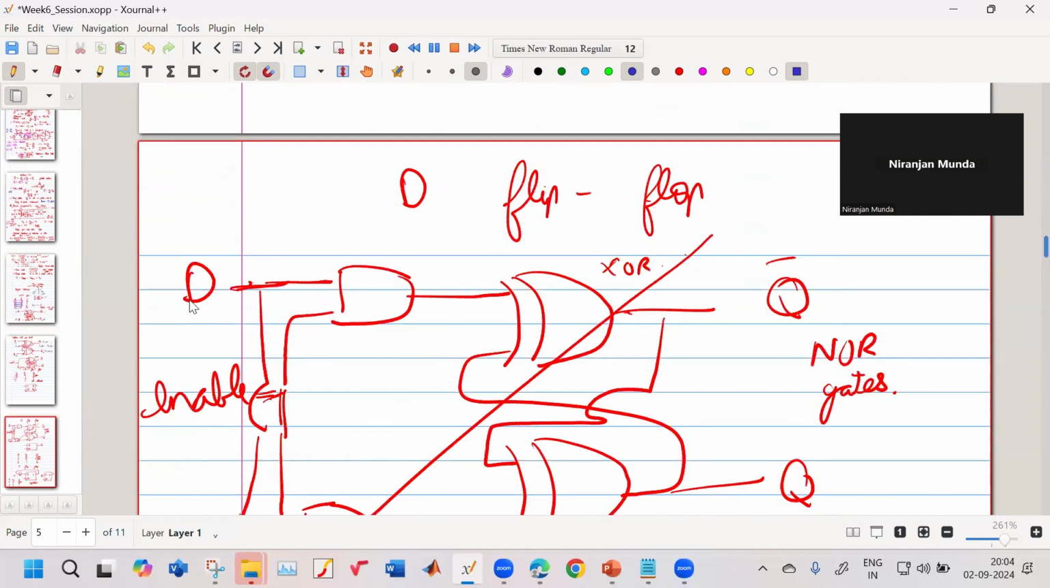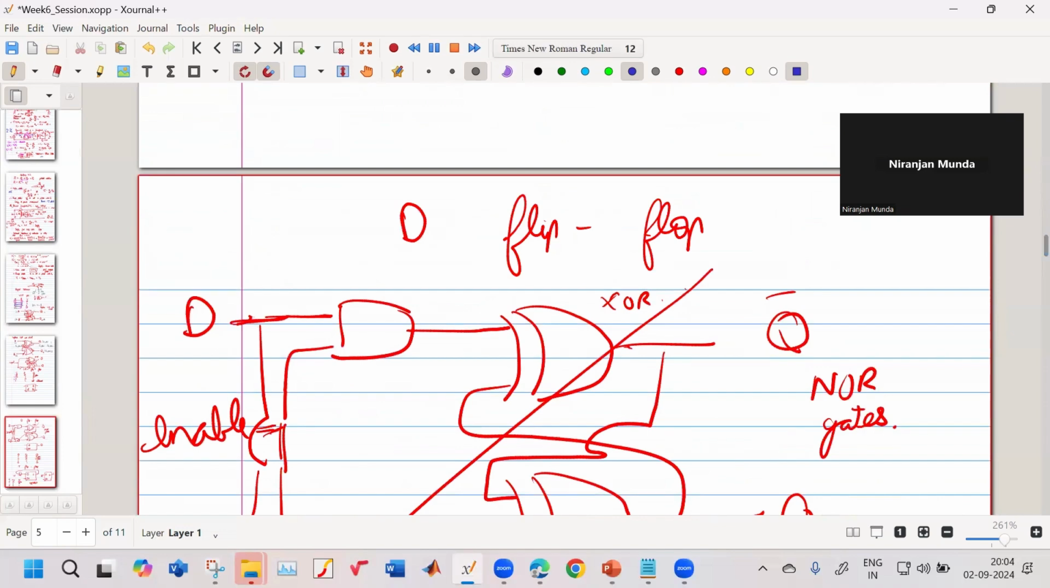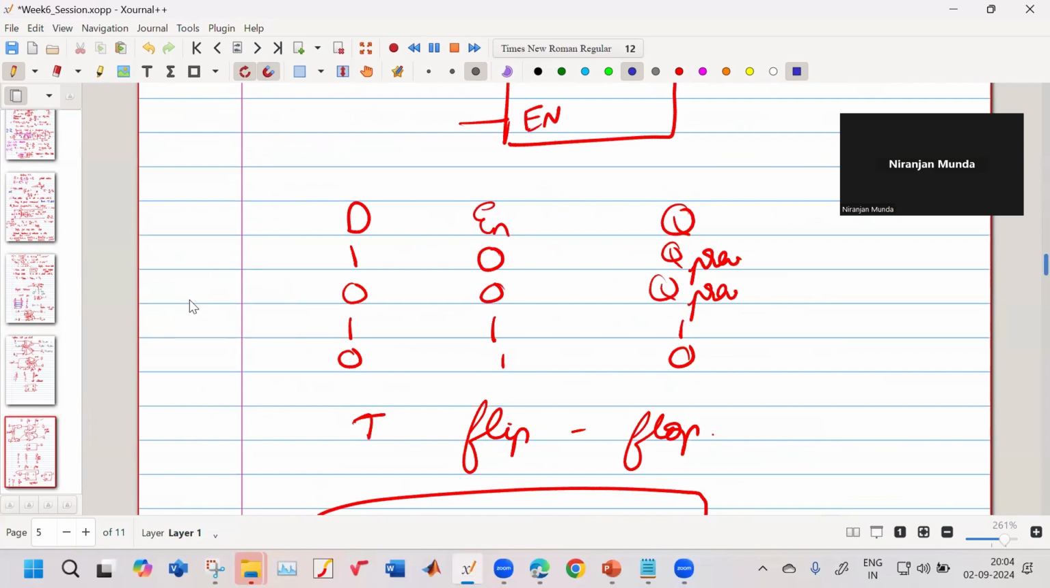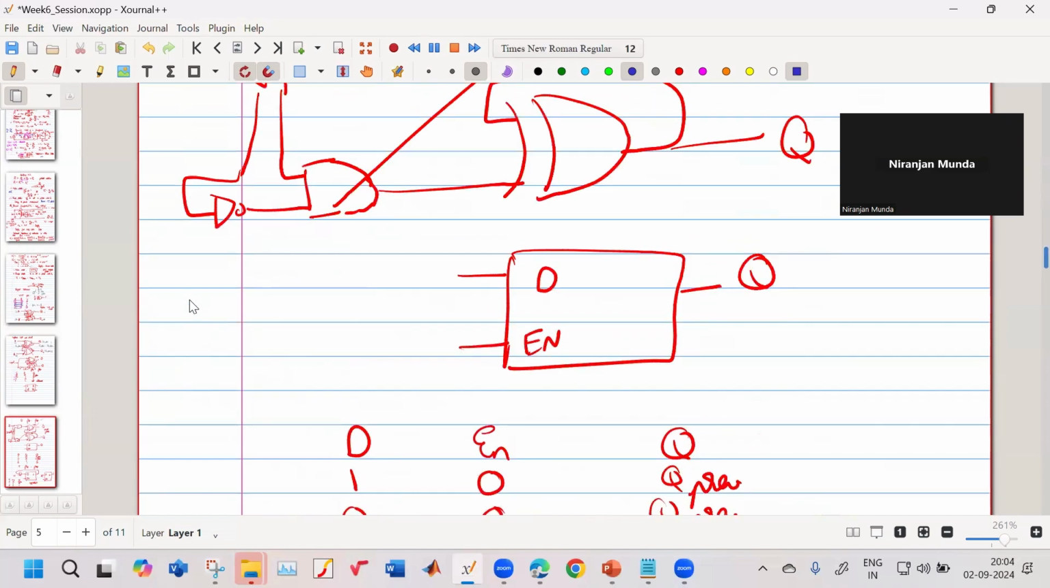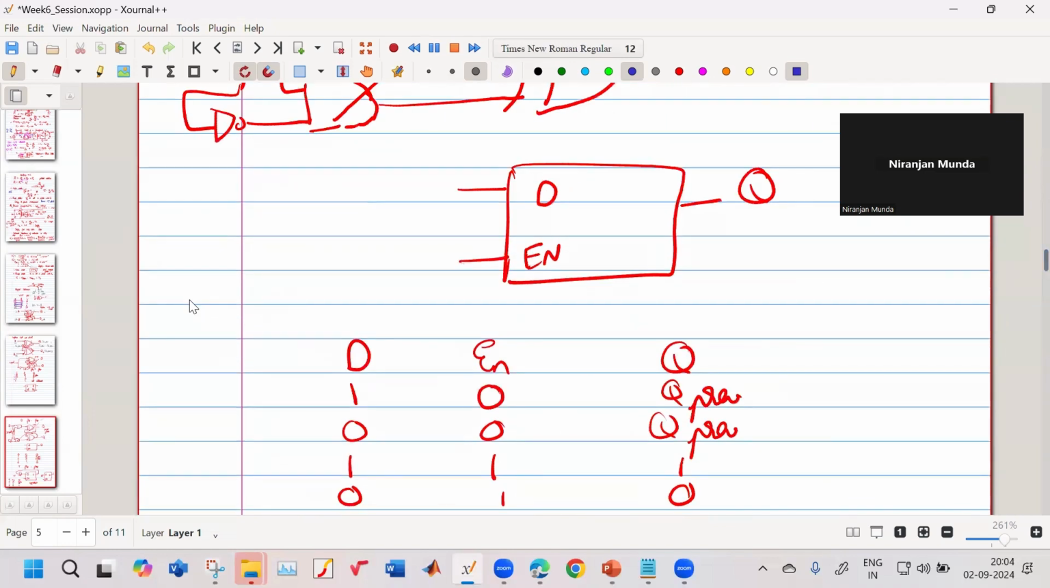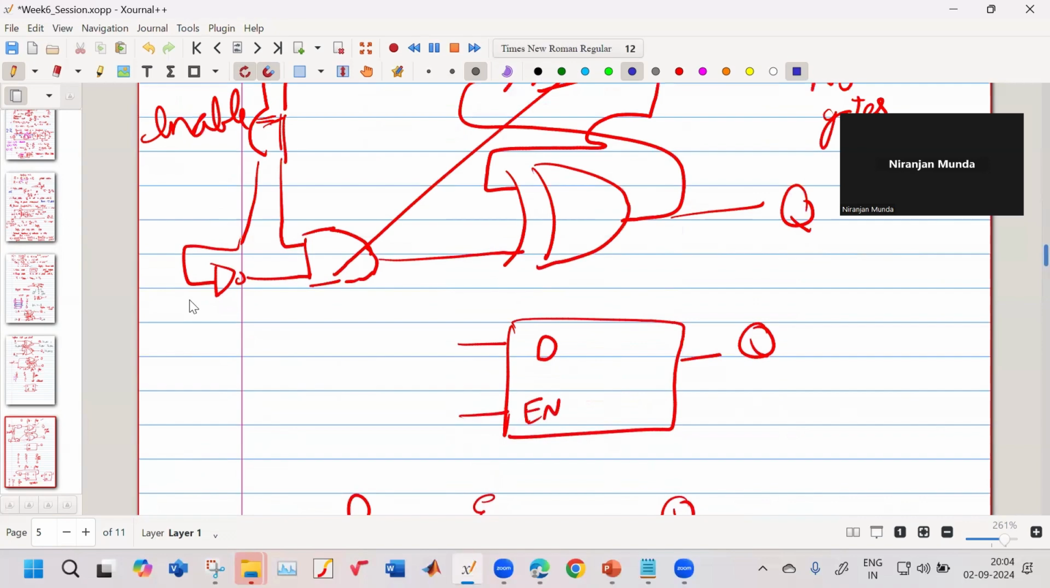So here, instead of the XOR gate, it should be replaced by a NOR gate, and then it will be a D flip-flop. It will be a D flip-flop then. So what does the D flip-flop do? When your enable is 0, if your enable is 0.